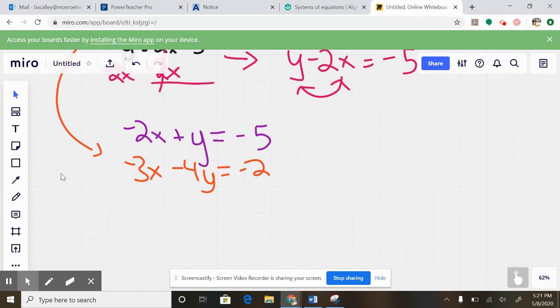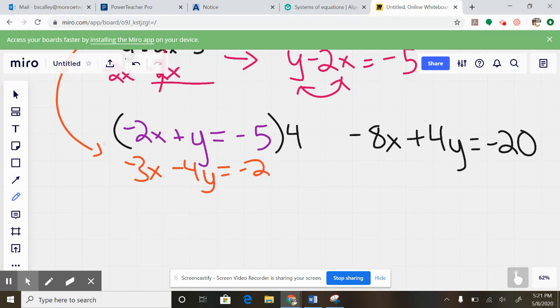I think what I want to do is I'm going to multiply the top equation by 4. So I'm going to get negative 8x plus 4y equals negative 20. And then I'm just going to rewrite the bottom equation, just bring that over. So negative 3x minus 4y equals negative 2.